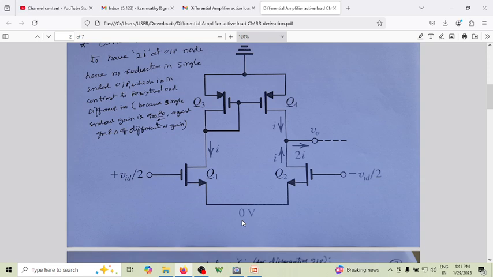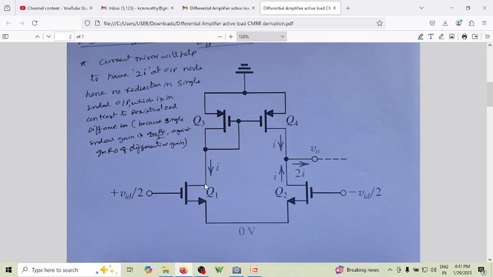More importantly, what to understand here is that whatever current you have here, this is I, the same current is going back here as I. Whatever current I you have here will be mirrored here as I. You can see now you have two currents flowing in opposite directions, so the current that goes out of the output terminal will be 2I. This is one of the biggest advantages of having this current mirror as an active load for a differential amplifier.